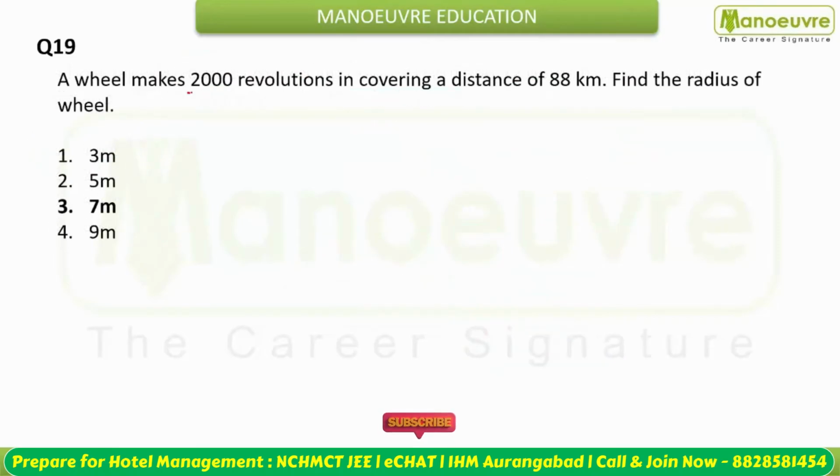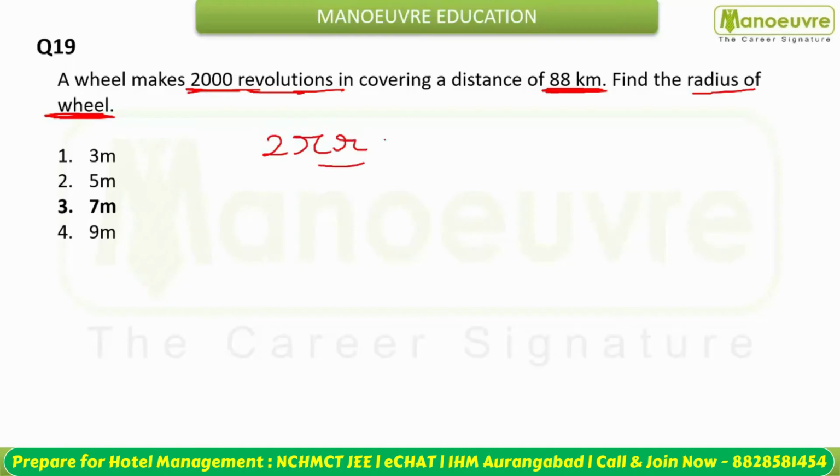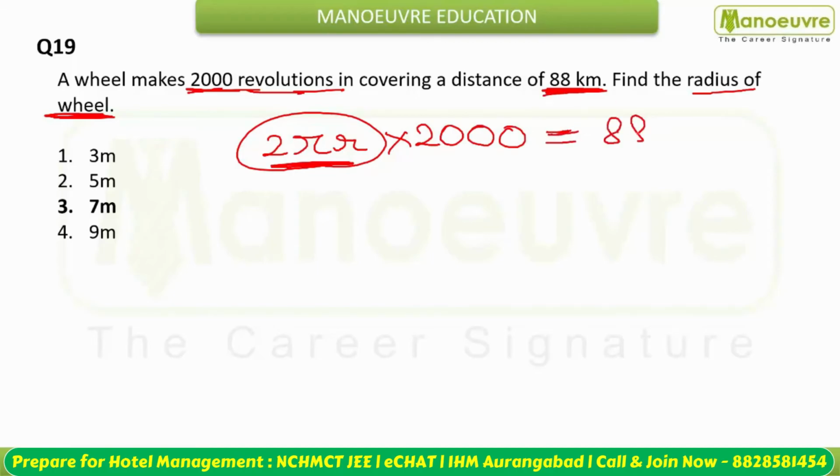Next, a wheel makes 2000 revolutions in covering a distance of 88 kilometer. Next, you have to find the radius of the wheel. You have to answer what is the radius of the wheel. Now, the distance given is 88 kilometer. You know that in one revolution, distance covered is 2 pi r. Now, you are given 2000 revolutions. Distance covered is 88 kilometer, so you can say this is 88,000 meters.